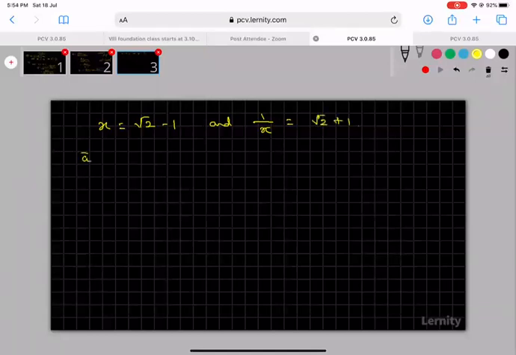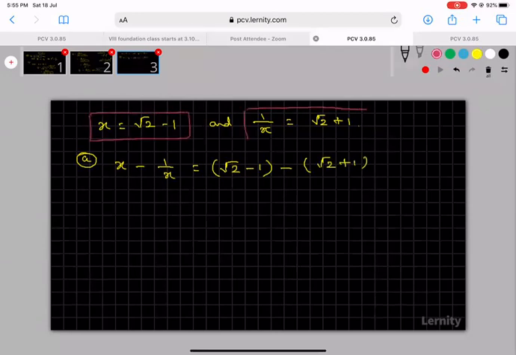Now I am going to subdivision A. Subdivision B, they are given x minus 1 by x. We want to find the value for this. x is equal to what is the value? Root 2 minus 1. Okay. Then minus of 1 by x is equal to what is the value? Root 2 plus 1. Already we found here. You see here x is equal to root 2 minus 1 and 1 by x is equal to root 2 plus 1. So after that you see here root 2 minus 1. I am taking this minus inside, means minus root 2.